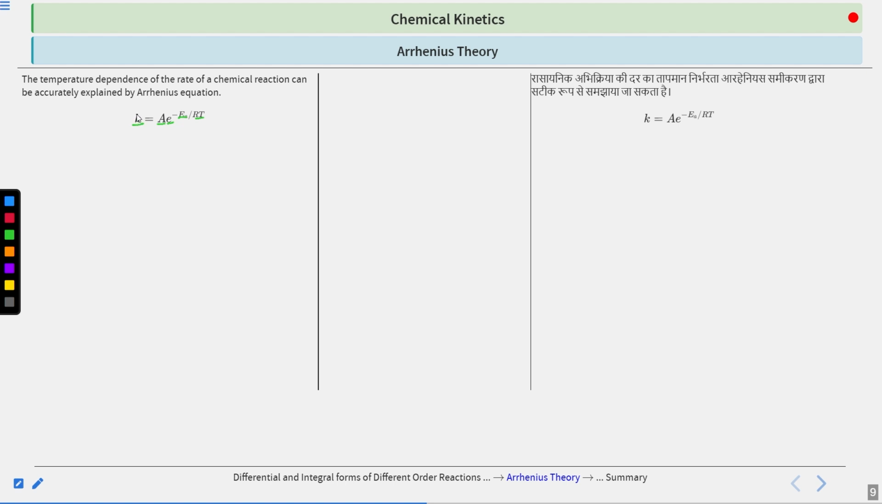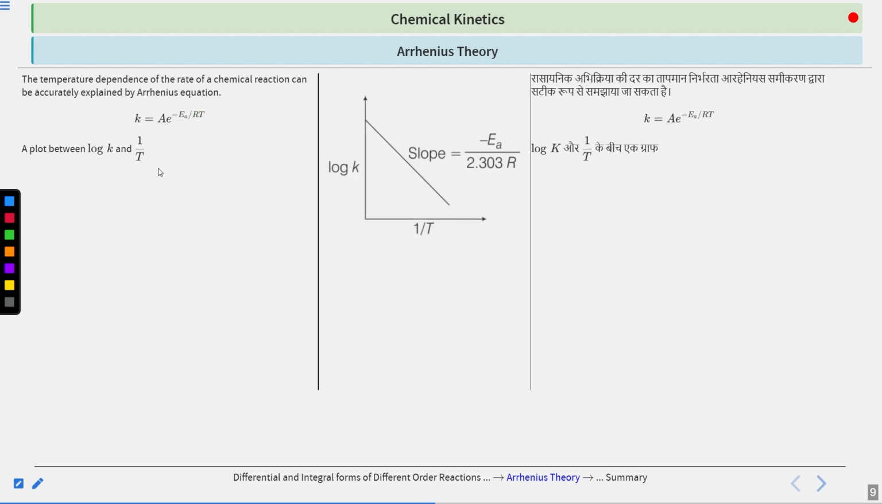Although we know some of the terms earlier, k is called the rate constant. Now if we plot a graph between log k and 1 by T, taking the inverse of temperature, we get this graph. You can see very clearly that this graph has a slope of minus Ea by 2.303 R. Just take log on both sides and you will get the equation in the form y is equal to mx plus c, and then your slope m is minus Ea by 2.303 R.